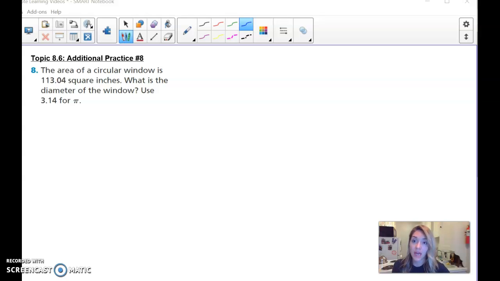All right, this is our topic 8.6, additional practice problem number 8. It says the area of a circular window is 113.04 square inches. What is the diameter of the window?